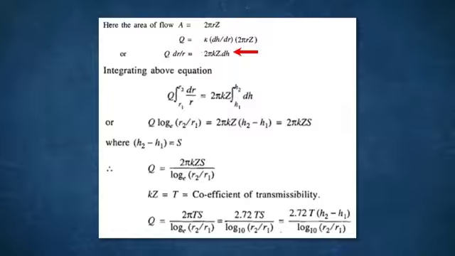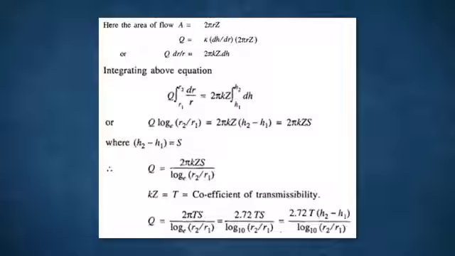Now integrating both sides with the limits r1 to r2 and h1 to h2, as we have seen earlier. So Q log e r2 divided by r1 is equal to 2 pi K Z in bracket h2 minus h1, which is equal to 2 pi K Z S, where h2 minus h1 is equal to S, which we kept here. So Q is equal to 2 pi K Z S divided by log e in bracket r2 by r1. So K Z is equal to T, the coefficient of transmissibility.